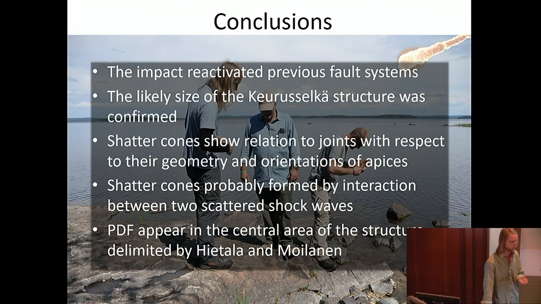And the first question, the size of the original crater. Yes, that is an interesting thing. Now, the crater, of course, has been eroded. We have our shatter cones, and shatter cones usually form in the central part of the crater. So whenever there was this outline there, it has about a 12 to 15 kilometer diameter.